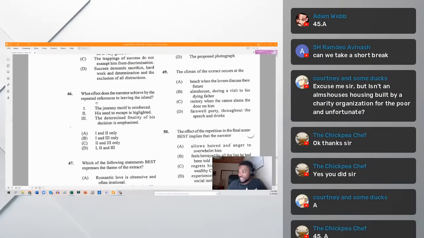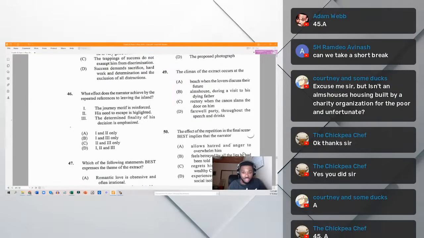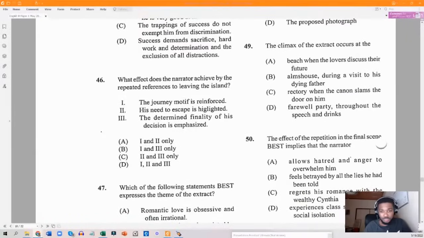What effect does the narrator achieve by repeating references to leaving the island? 46. Also a tricky question. What effect does the writer achieve? All right, we're moving quickly. I think it's all of these. The journey motif is reinforced. We see this theme of journeying, moving from one world or one aspect of life to the next. The speaker wants to move from where he is to a different place in life. So we see that the journey motif is reinforced. There's a lot of talk of moving on, stuff like that.